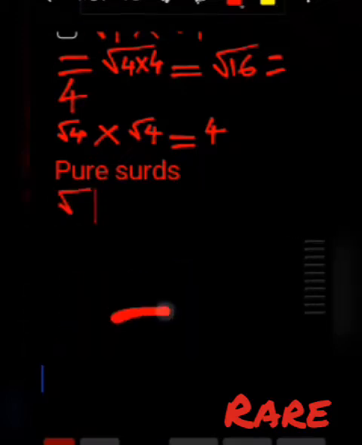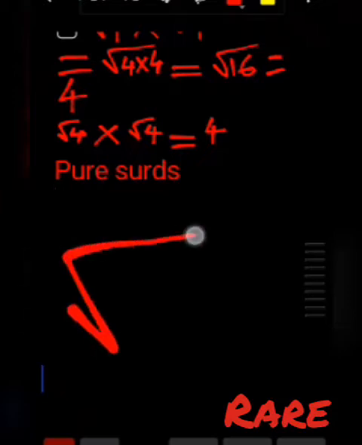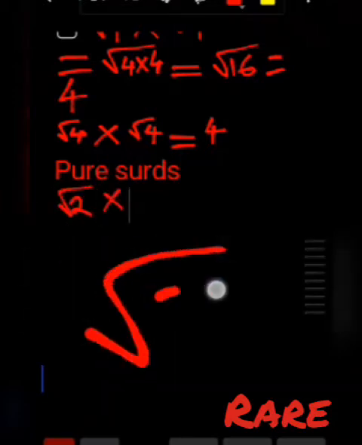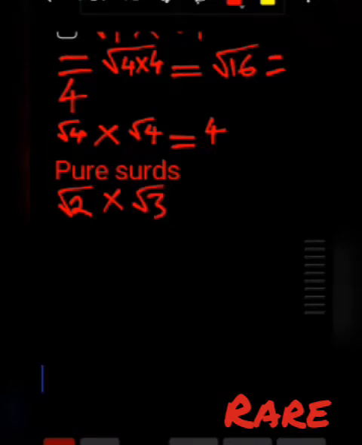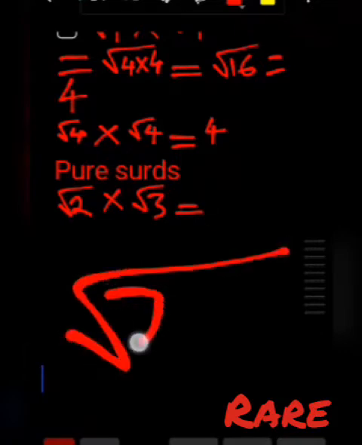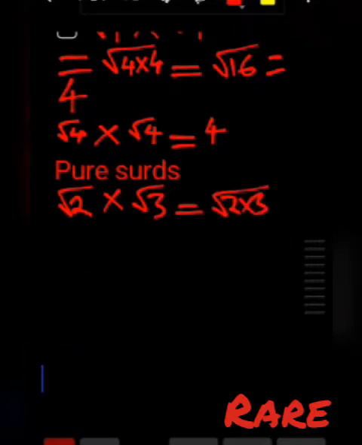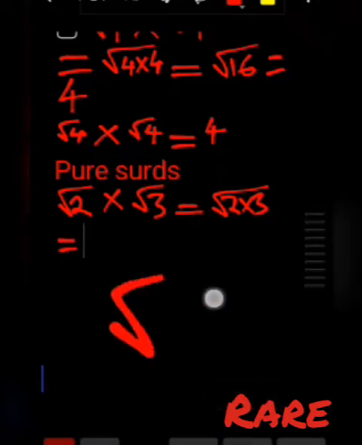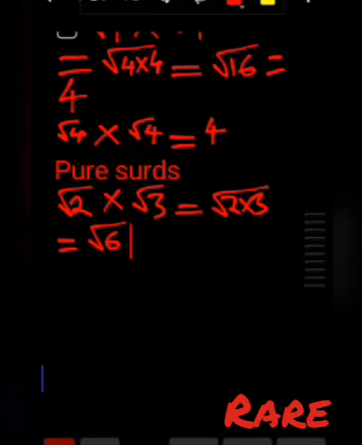So multiply root 2 times root 3. When you're multiplying surds, just compress them. You do it like this: this is 2 times 3. So the answer there should be the root of 6. The root of 6, you are done. That's the answer.